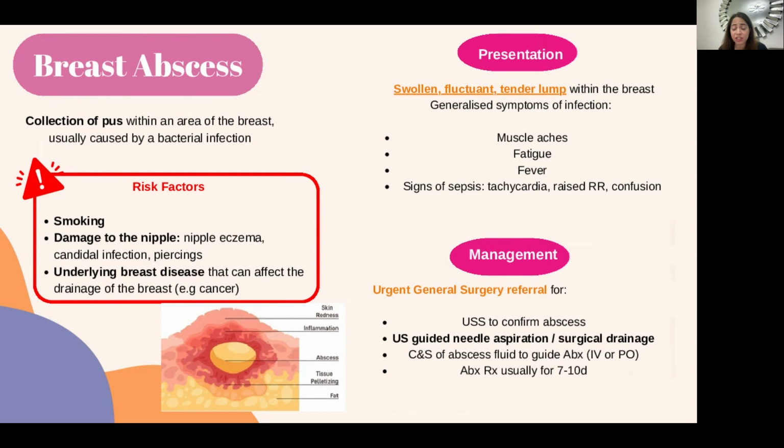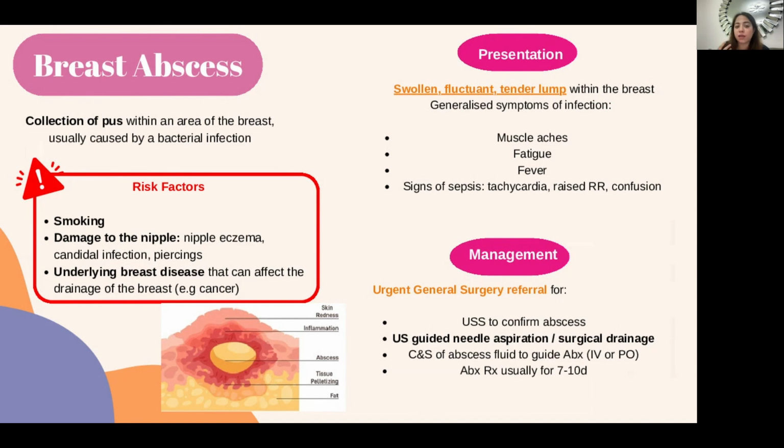It's really important, especially in a GP setting, or if you're not in a hospital and you encounter these patients, they do need urgent general surgery referral, where they'll go into hospital and they'll often get an ultrasound just to confirm there's an abscess. But if there's enough clinical indication, they might just use the ultrasound, use a needle aspiration, or surgically drain that abscess, because it's really important to try and relieve the abscess and get it taken out as soon as possible.